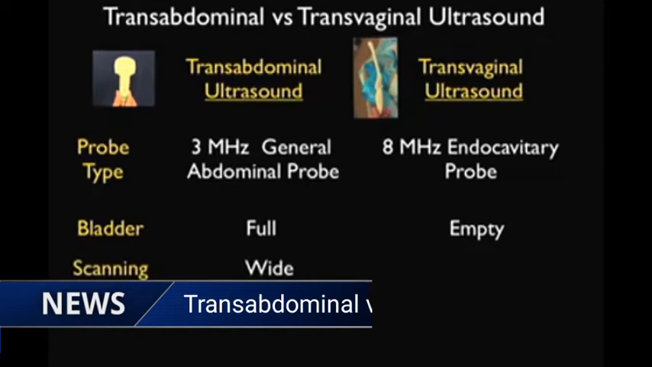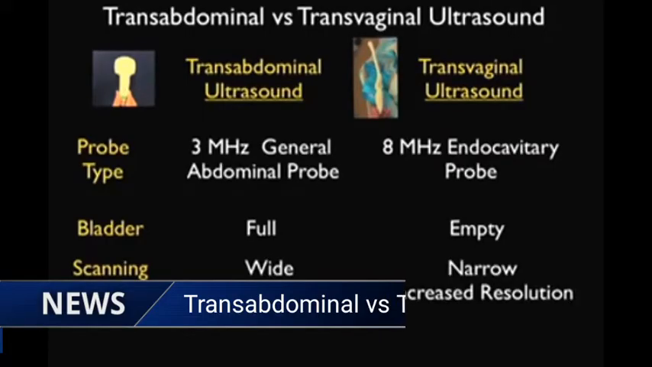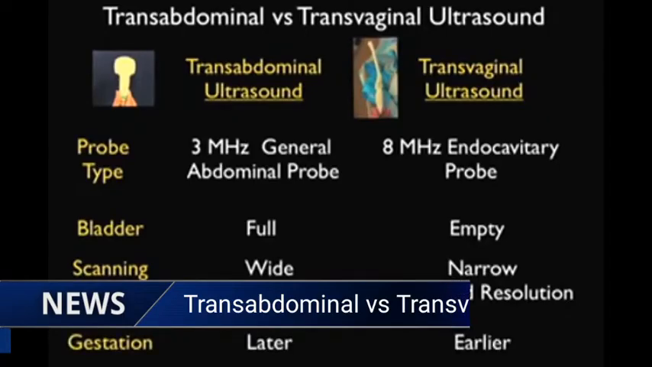In terms of the scanning field, on transabdominal sonography, we're going to have a wider scanning field with less general resolution. In comparison, on transvaginal ultrasound, we're going to have a narrow field of scanning, but we're going to have increased resolution. Thus, the two approaches are very much complementary, and we'll generally want to begin with the transabdominal approach to get that wider field of view before moving in to perform a transvaginal approach for more resolution on the case. In terms of pregnancies, we'll be able to see a gestation at a little later time during the pregnancy cycle with the transabdominal approach versus a little earlier with the transvaginal approach.